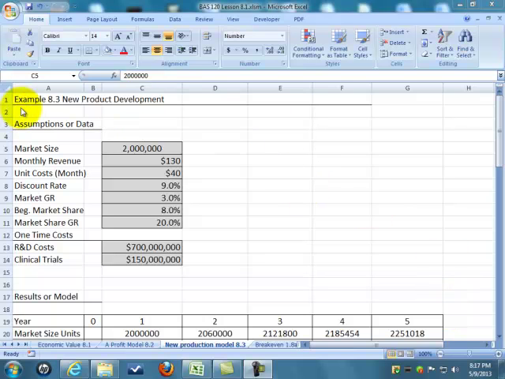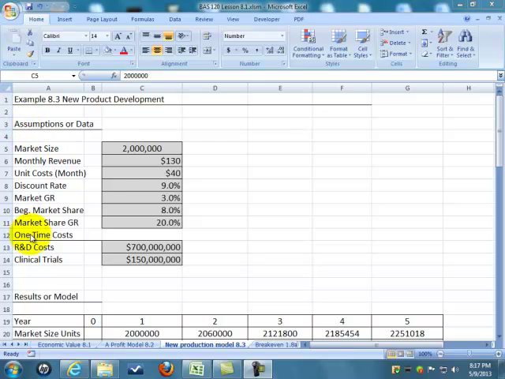Welcome back to BAS 121. We're working on Chapter 8. We're looking at Example 8.3, a new product investment, new product development, or some people would call it a net present value or investment alternatives, lots of different names.